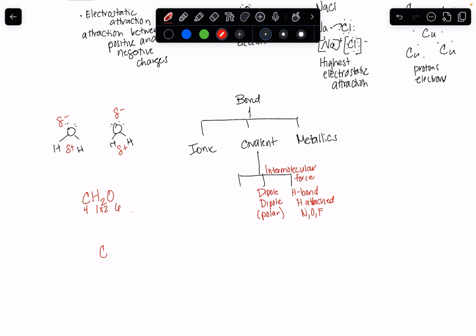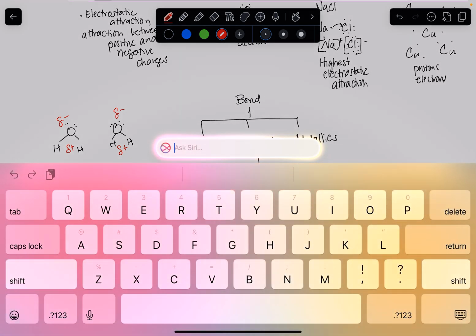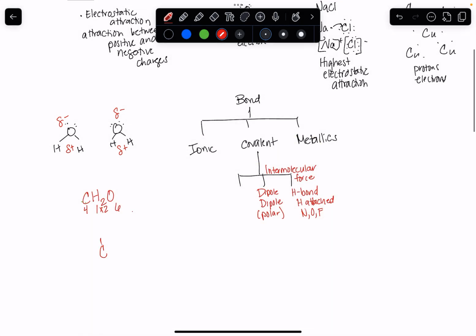And so 6 plus 4 is 10, plus 2 is 12. So when I draw this, I believe 2, 4, 6, 8, 10, 12. Yeah. When I draw this, that should be what I get right now.